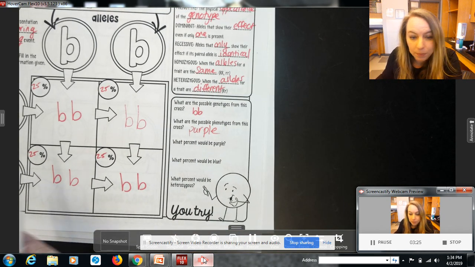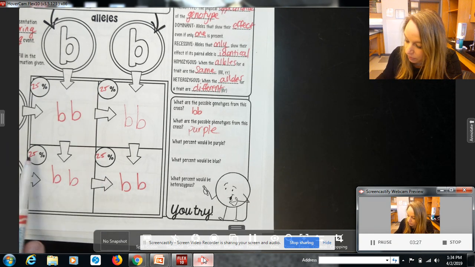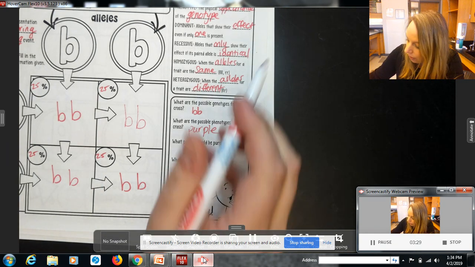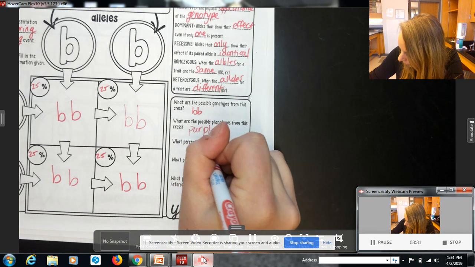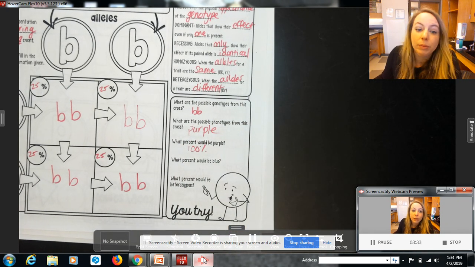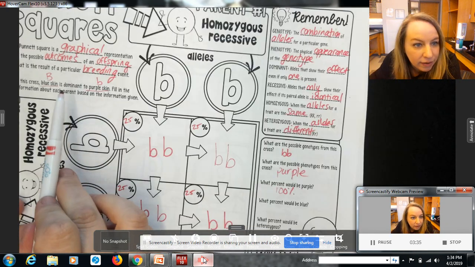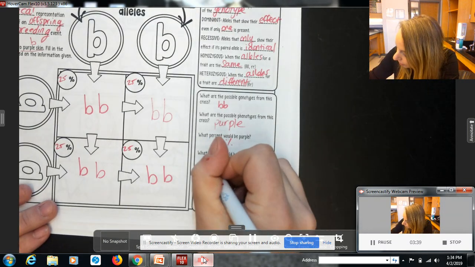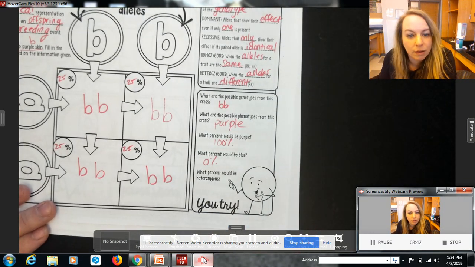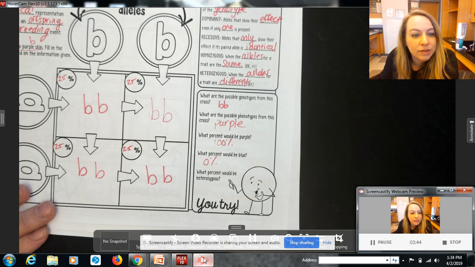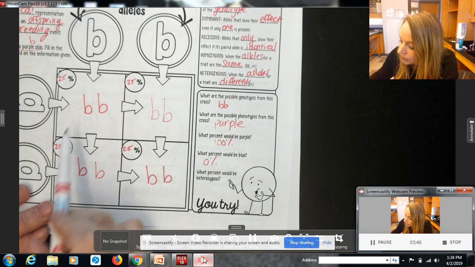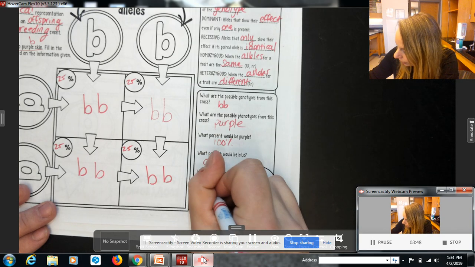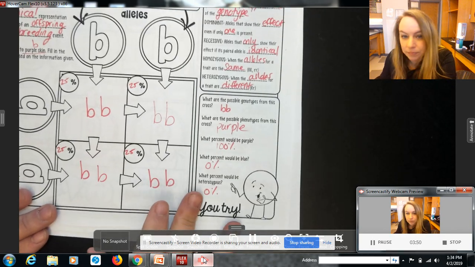What percent will be purple? 25 plus 25 plus 25 plus 25, so 100% will be purple. What percent will be blue? Well, blue is dominant, and we don't have any dominance present here, so 0% will be blue. And what percent will be heterozygous? These are all homozygous recessive, so that would be 0%.